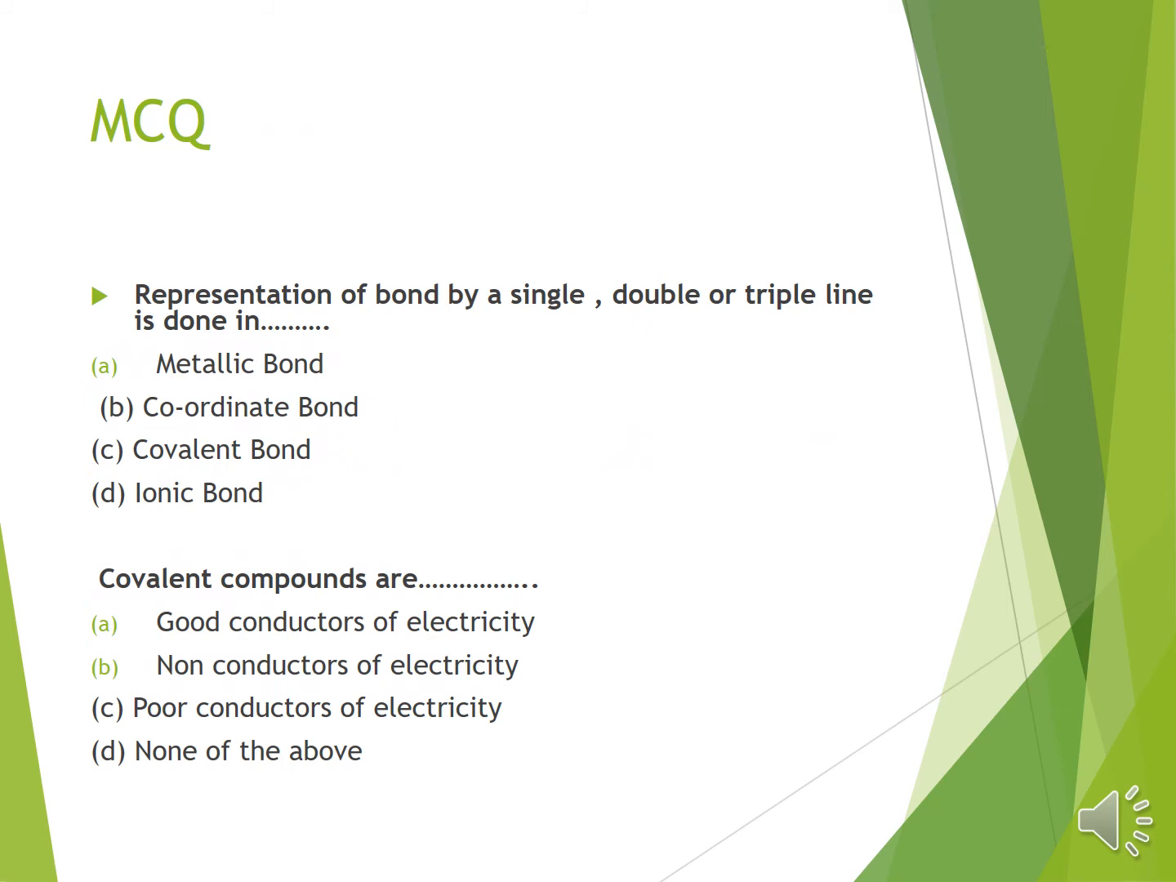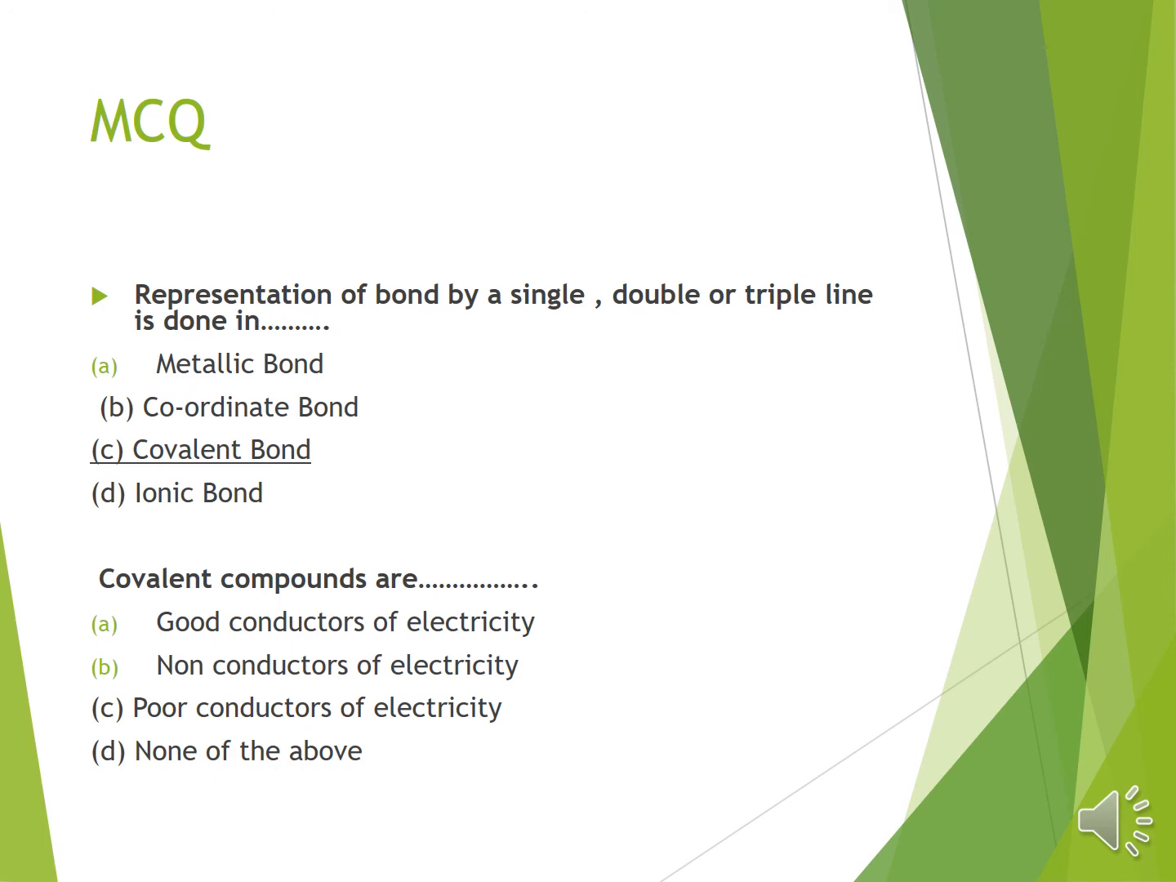MCQ. Whatever we learned now, from that we are going to solve this MCQ. Representation of bond by a single, double or triple line is done in metallic bonds, coordinate bond, covalent bond, ionic bond. In an ionic bond, it is represented by the plus minus sign. Metallic bond and coordinate bond we are going to learn later. So here the option is covalent bond because it forms single covalent, double covalent, triple covalent. Accordingly, it is represented by the line.